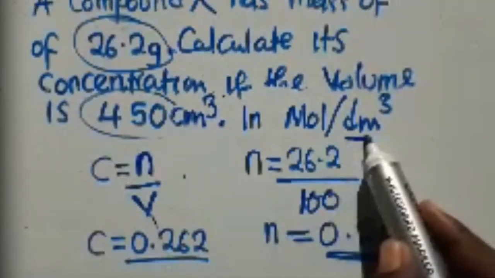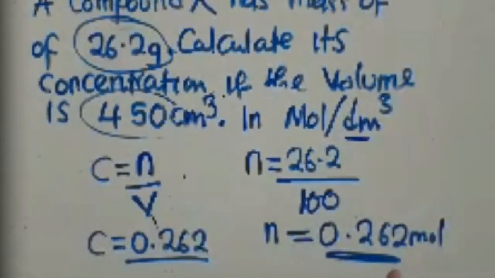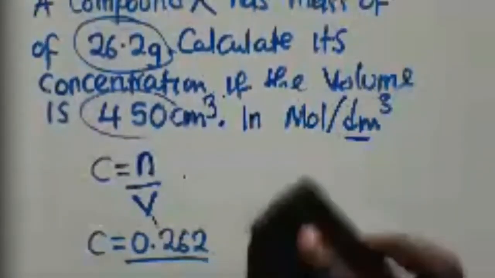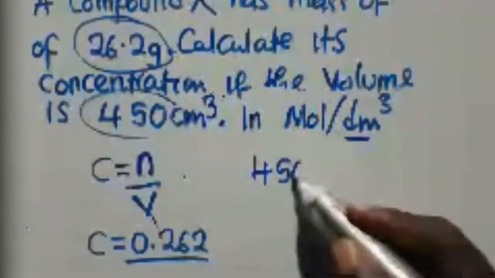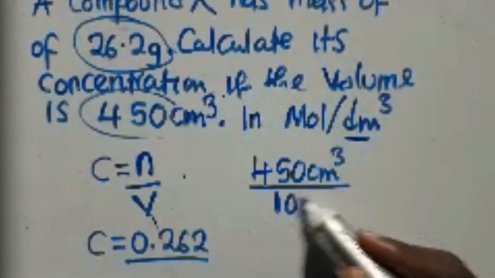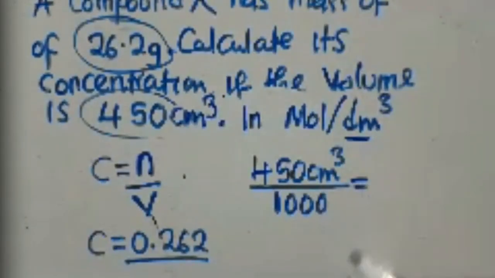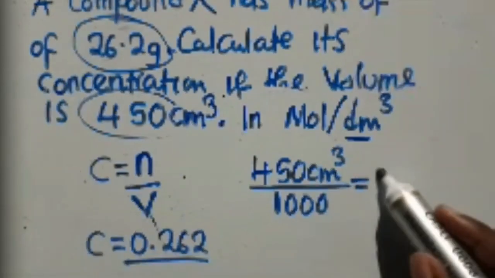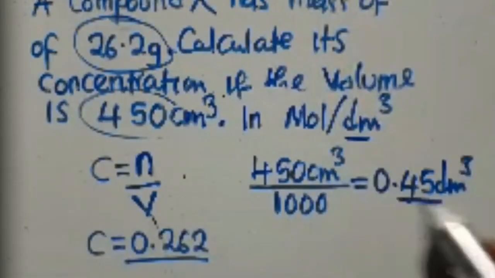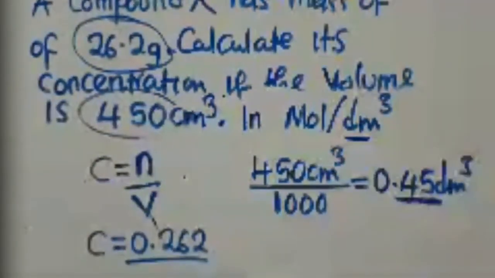Have you seen we are expressing it in decimeters cubed? You get the volume and convert. So how do I convert 450 centimeters cubed to decimeters cubed? You just divide by 1,000. This is how we convert. You say 450 divided by 1,000. Your answer is 0.45 decimeters cubed. You've converted, so this is now the answer that you put here.